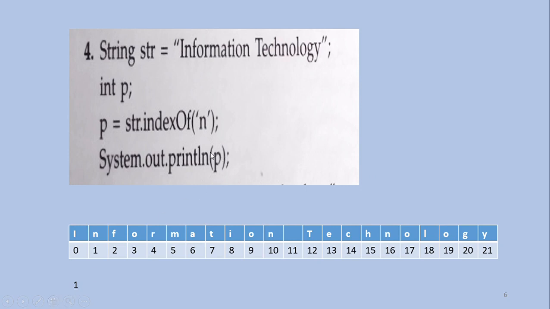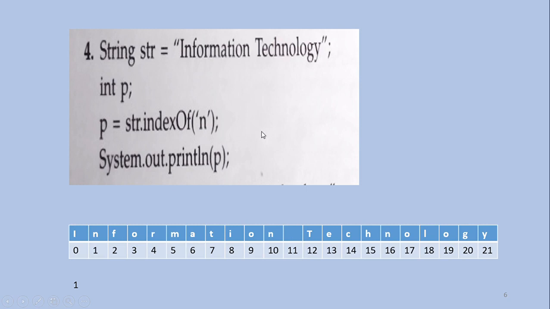Have they given anything in double quotes? No. They just told System.out.println of P. So what is in P? In P you have 1, because the first occurrence of n is at position 1. So I have written the answer is 1. Clear? So this is the correct method of doing this section A questions.